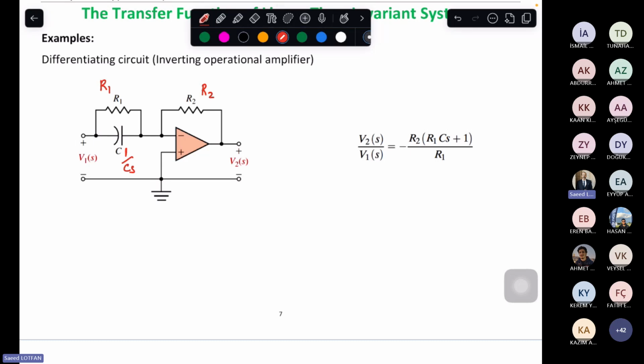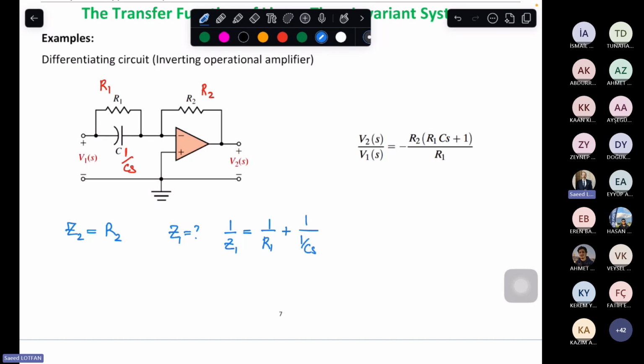So here, Z2, that is the output impedance, is R2. How about Z1? Z1 can be obtained as 1 over Z1 is 1 over R1 plus 1 over CS.